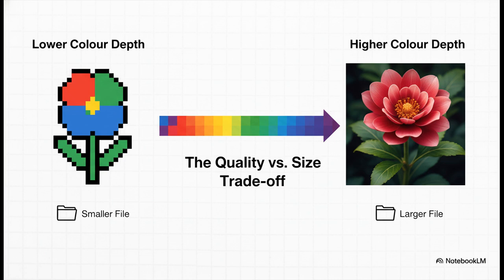More bits per pixel, a higher color depth, gives you a much more realistic, vibrant image with millions of colors. But, and it's a big but, it dramatically increases the file size because you're storing more data for every single pixel.